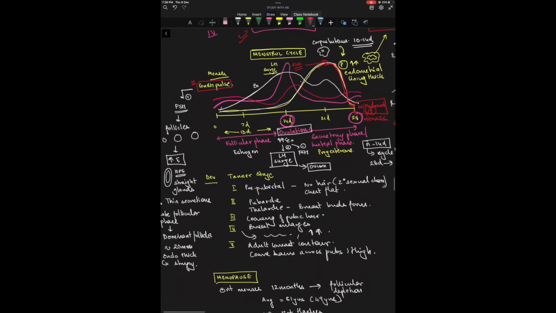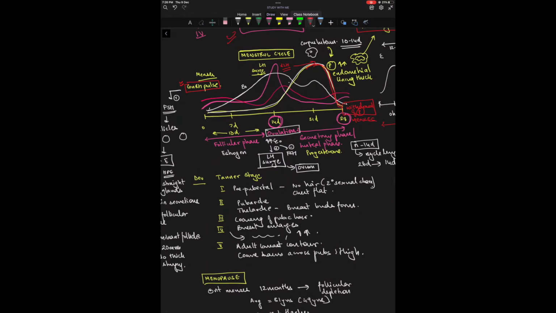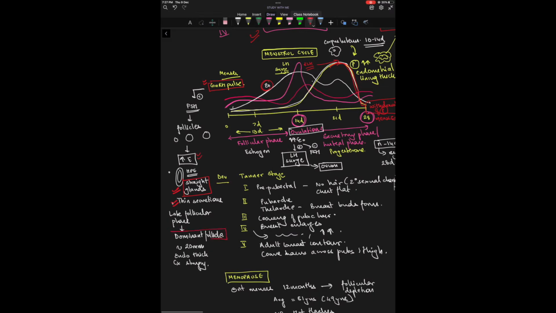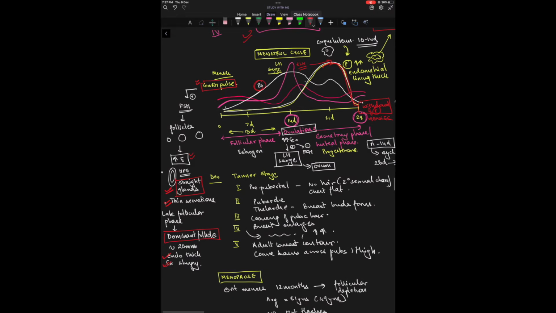In short, let us revise it once again. It starts with the GnRH pulse, stimulating the follicle stimulating hormone. Follicles grow, leading to increase in estrogen. Increase in estrogen leads to the production of straight glands and thin secretions. Then in the late follicular phase, there will be selection of a dominant follicle, and the endometrium will be thick and the cervix will be stringy. Then what happens? Due to the increase in estrogen, the LH surge takes place.